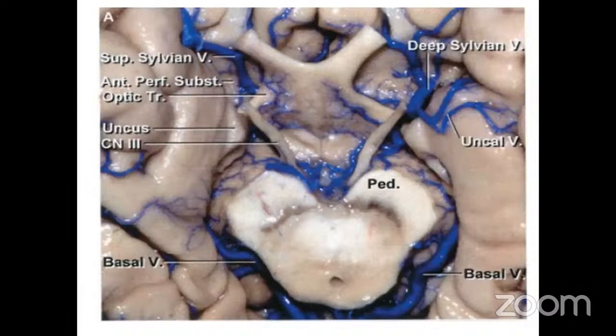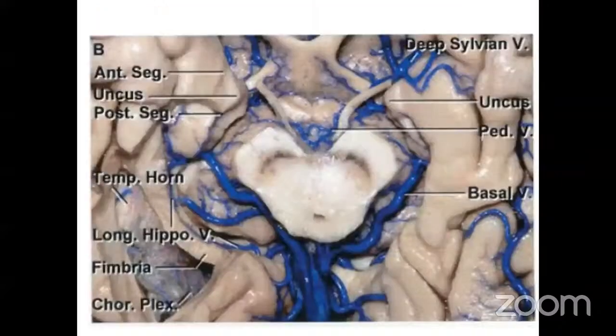This is the inferior view of the basal cisterns. The basal veins are formed below the anterior perforated substance. This is the anterior perforated substance, and basal veins are formed by the superior sylvian vein, the deep sylvian vein, that join and form the basal vein. In this is another view. This is showing the uncus. The uncus has anterior and posterior segments.